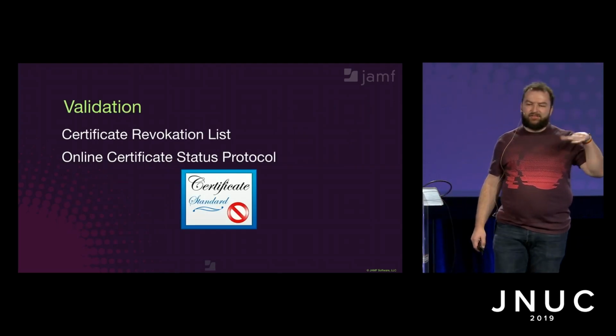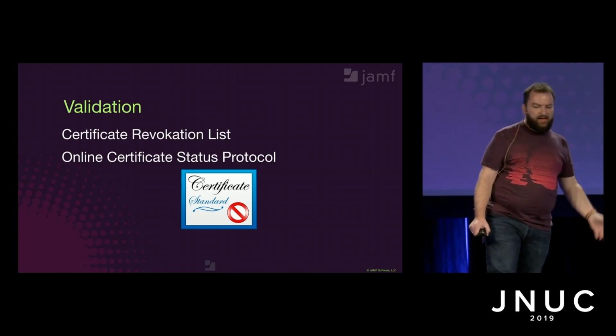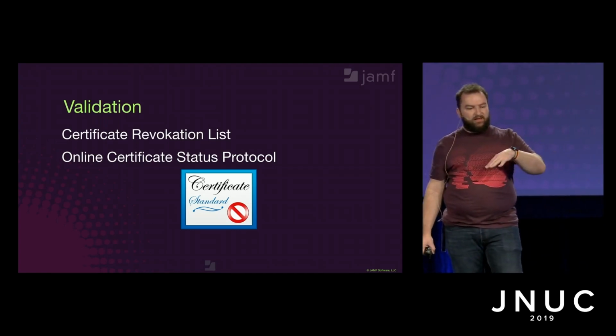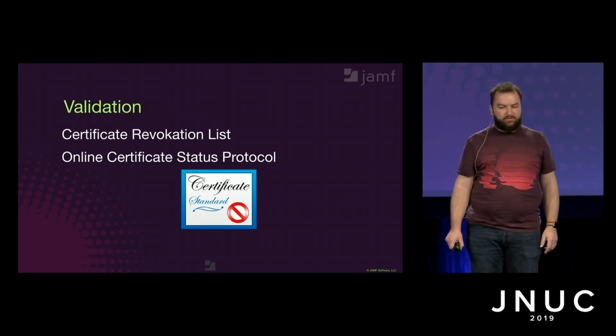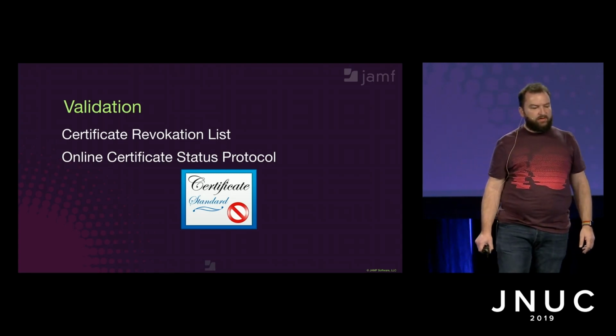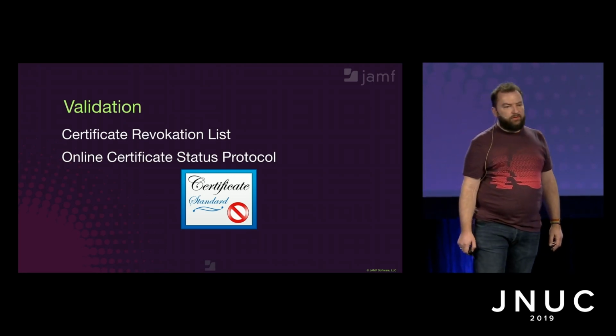Also, something to know about certificates. A certificate can, of course, be revoked and say, yeah, that certificate is no longer valid. And there are multiple methods to distribute this information. One is called the Certificate Revocation List, the CRL, and also the Online Certificate Status Protocol, the infamous OCSP.